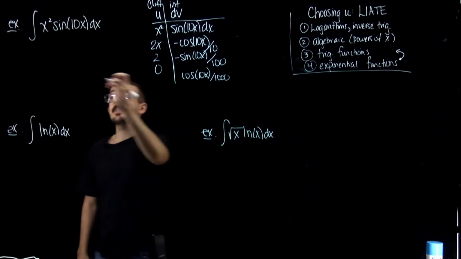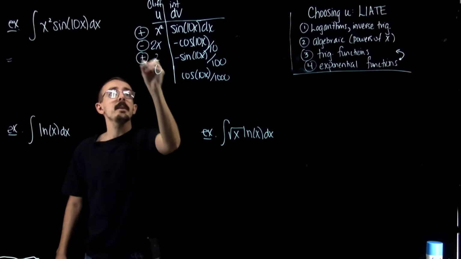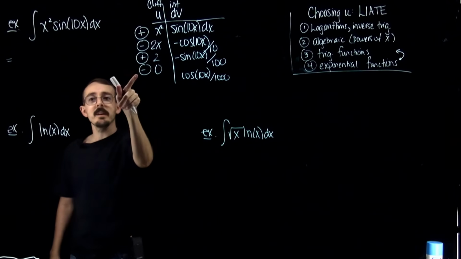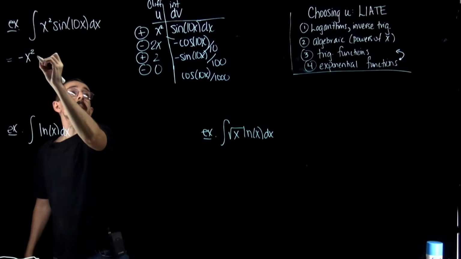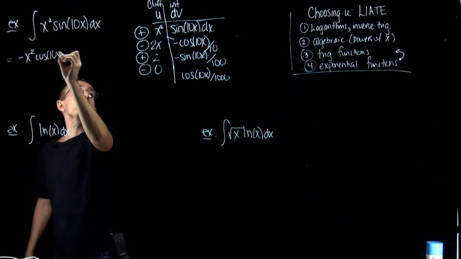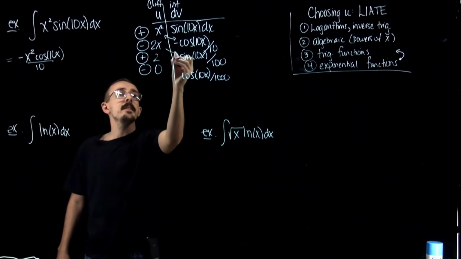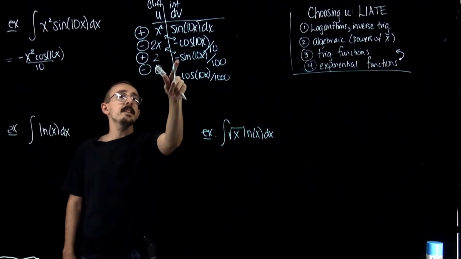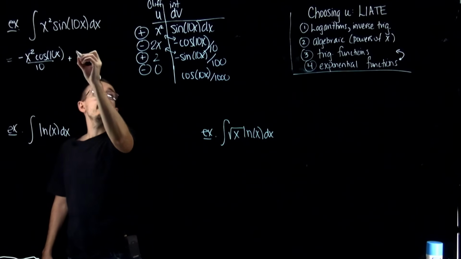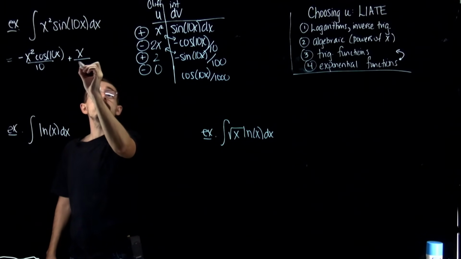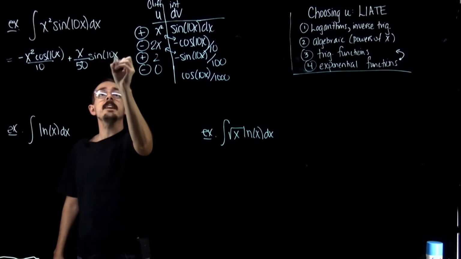This side went to 0, so I'm just going to write out my final answer. Remember to take these and alternate the signs by row. So I have plus, minus, plus, minus. My first diagonal is going to be negative x squared cosine of 10x over 10. So I multiplied my first diagonal. The second one, I have a negative here, and I have another negative here. So overall, it's going to be plus 2 over 100 is going to give me x over 50. And then I have the sine of 10x.